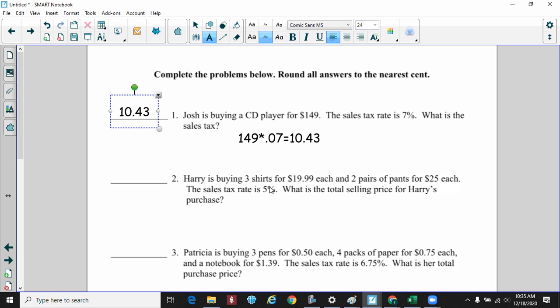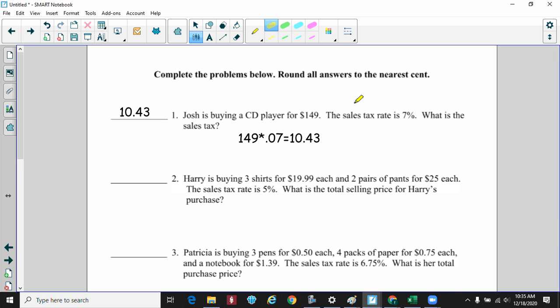Question number 2, Harry buys 3 shirts. The sales tax rate is 5%. Here we go, perfect example. So the question above it was, what is the sales tax? The question below it is now, what is the total sales price? So just kind of keep that in mind.